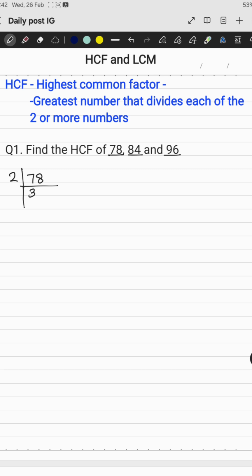2 threes are 6 and 2 nines are 18. The next one: you can't divide 39 by 2, so the next prime is 3. 3 ones are 3 and 3 thirteens are 39, and 13 is a prime number. Any prime number will only have two factors, 1 and itself. So I will divide it by 13, and 13 ones are 13. So we are expressing 78 as a product of prime numbers, which is 2 into 3 into 13.